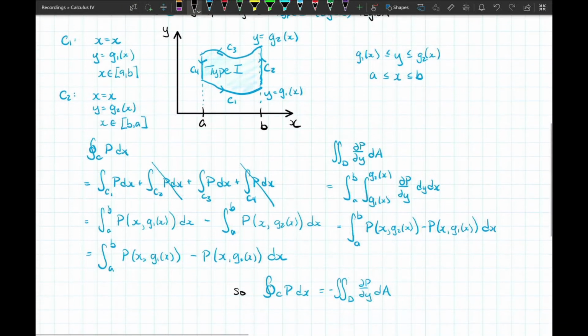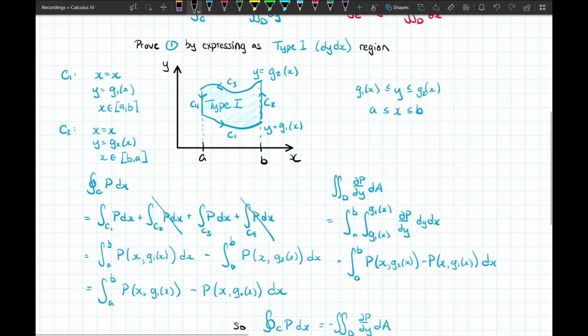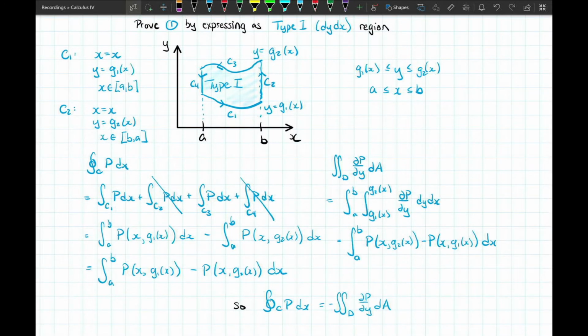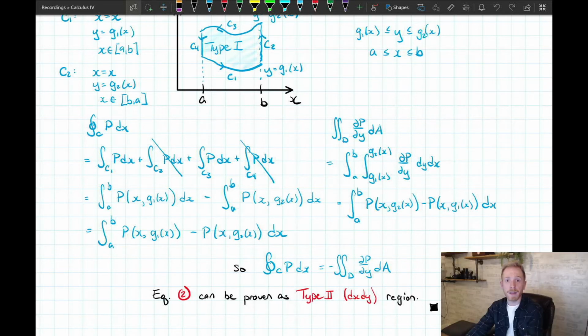Now, similarly, our second equation can also be proven by expressing the region as a type 2 region, or iterating with dx dy. And I claim that that would then complete the proof, since the combination of those two integrals forms Green's theorem. Now, the proof, of course, is a little convoluted. We are essentially just taking that region that's bounded by that curve and treating it as a dy dx region and a dx dy region.